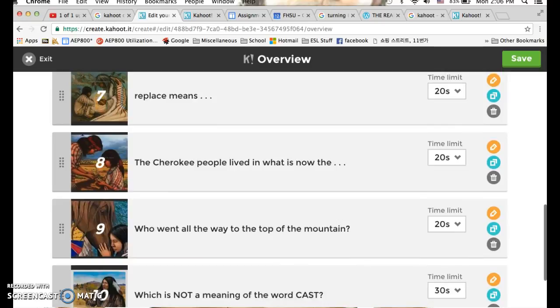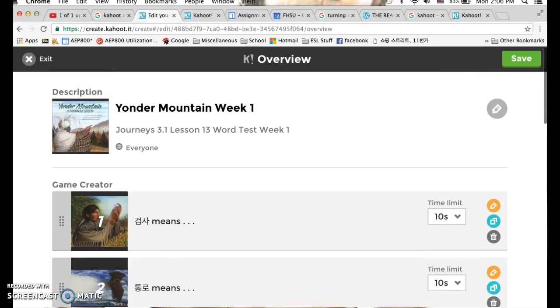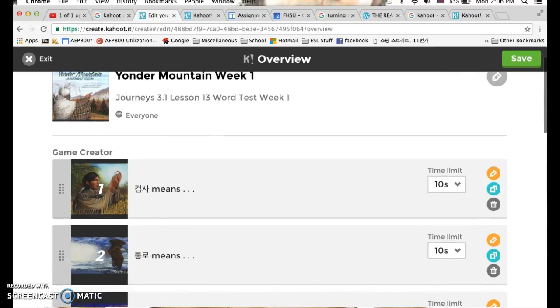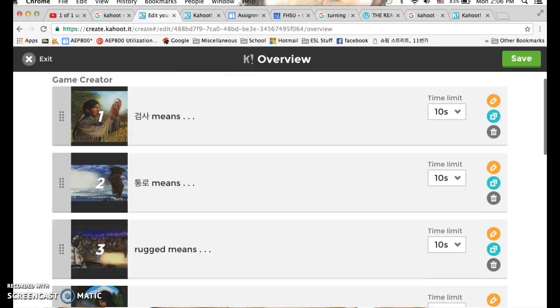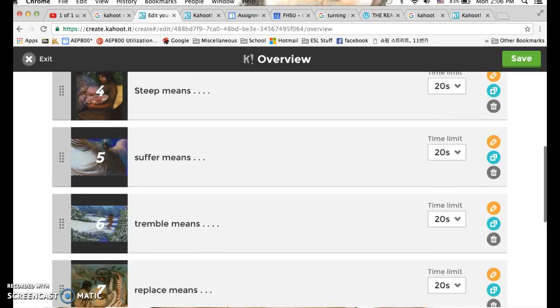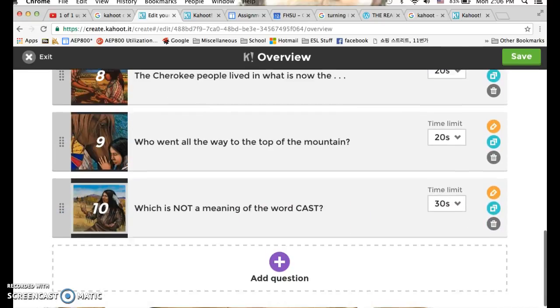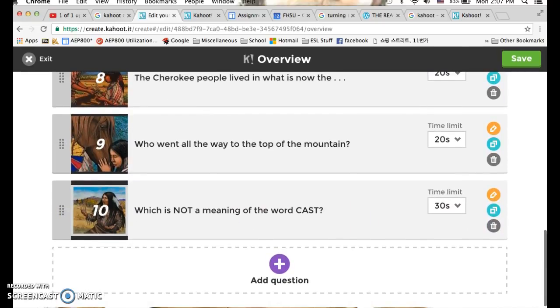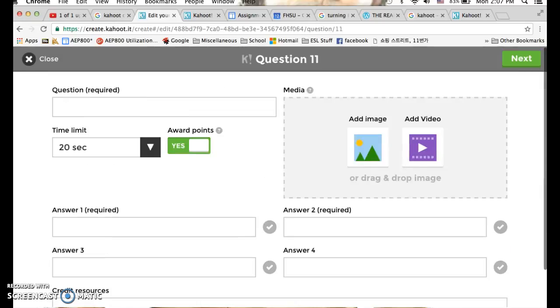So I made the first two questions Korean words, right? Gamsa means what? And tangro means what? The kids can read Korean fairly quickly, so they get 10 seconds. When there's more to read in English, I made it 20 seconds. If they had even more to read for this question, they got 30 seconds. So let's add our own question.